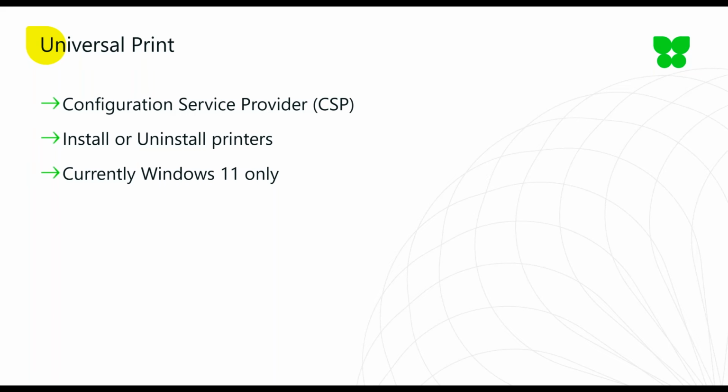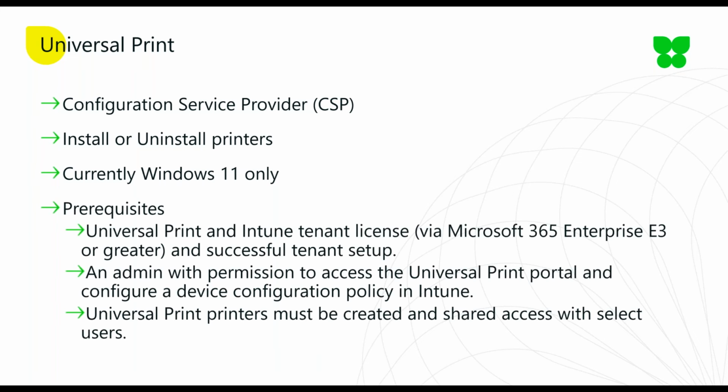Obviously there are some prerequisites here. You need to have Universal Print installed. You need to have Intune because you need to push this out, and therefore everything that you would get in the E3 license. You need to be able to administer it, but that's fairly obvious. And you must have already created the printers and shared access before you can configure this. But to me, those are all fairly obvious and things that really didn't need saying. But you've got to take it from the documentation.